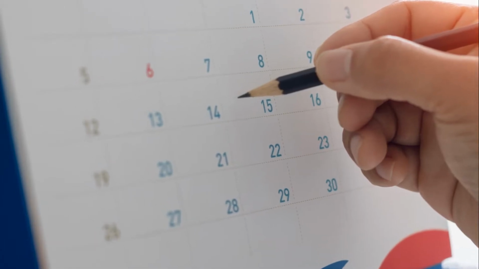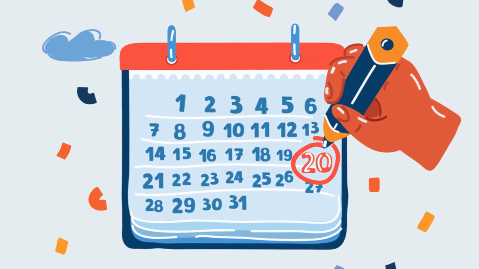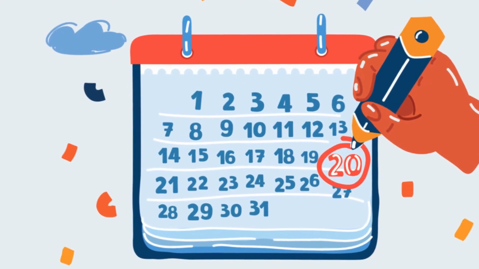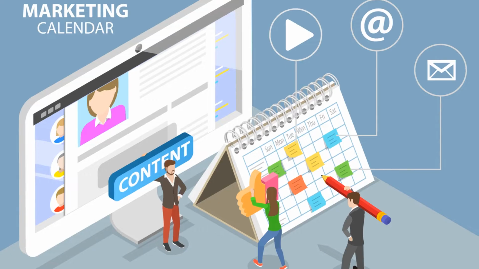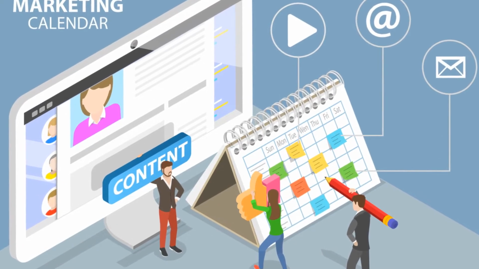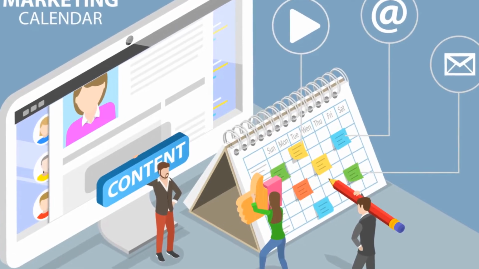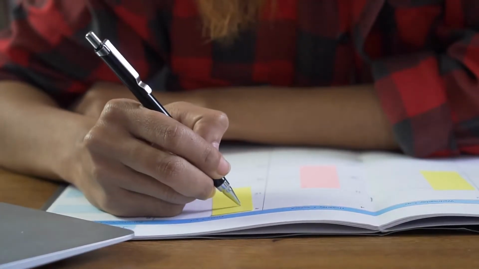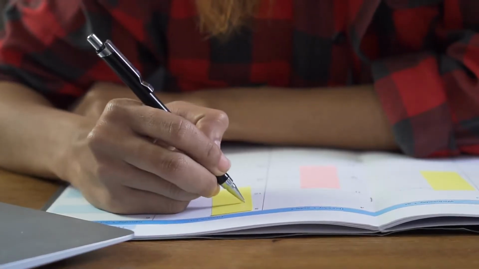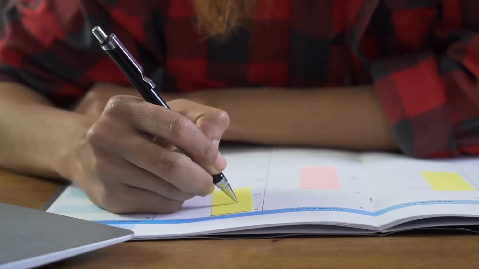Then we have hashtags. These are the signposts that guide your audience to your content. They are incredibly powerful in expanding the reach of your posts and should be used wisely. The best practice is to mix popular and niche hashtags to reach a wider audience while still targeting those specifically interested in your content.